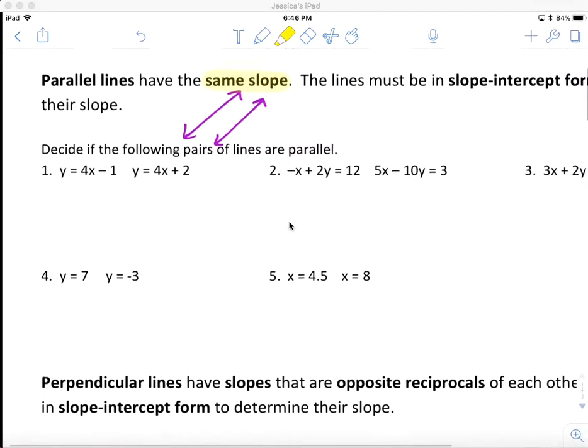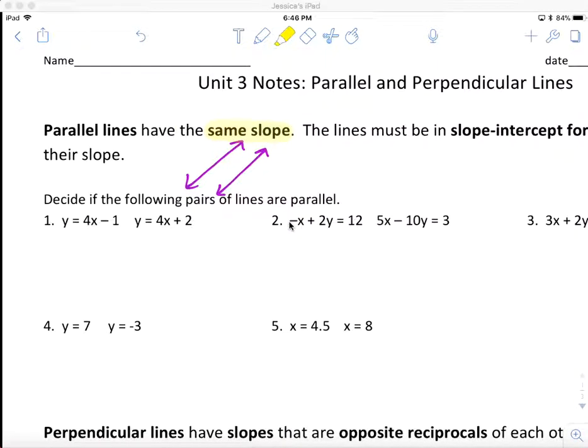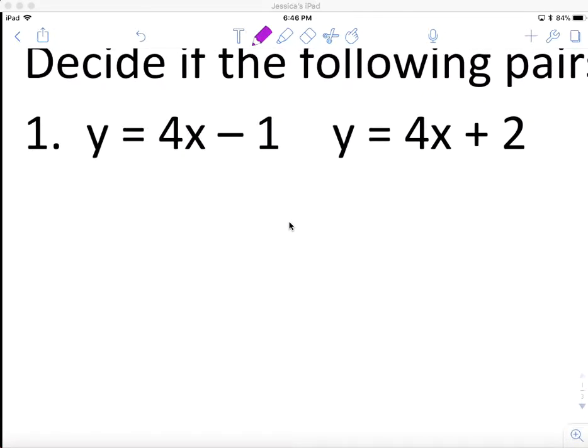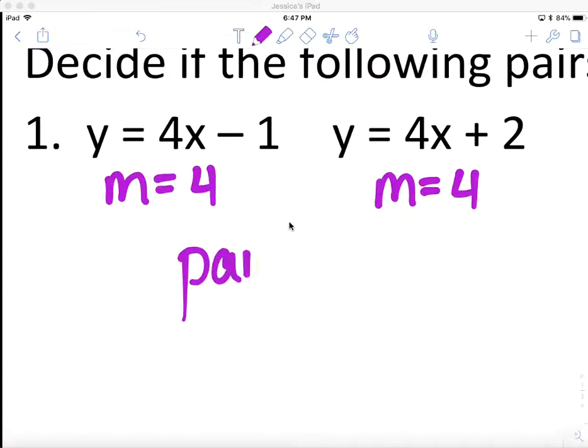For the first section, it says decide if the following pairs of lines are parallel. So all we are doing is looking at the slope of each line. If you look at number 1, we have y equals 4x minus 1 and y equals 4x plus 2. Remember, your slope is the number in front of x. So for my first equation, I have a slope of 4. And for my second equation, I have a slope of 4. That means that these two lines are parallel.